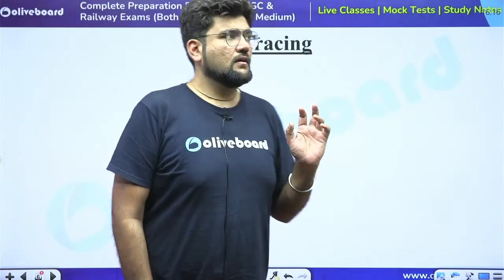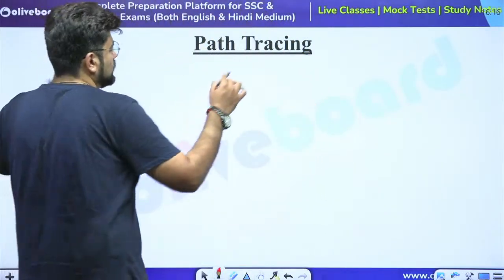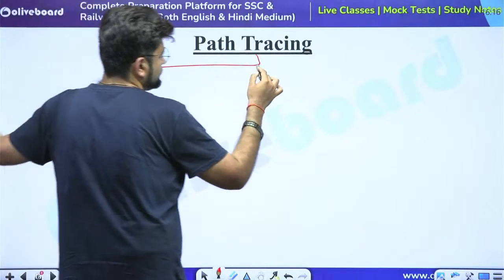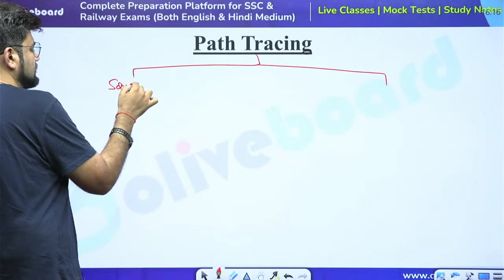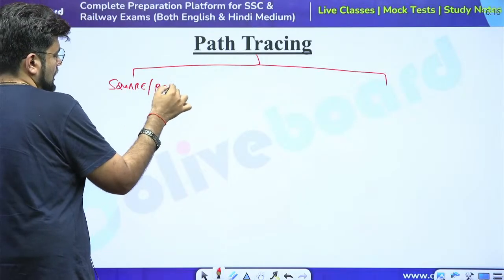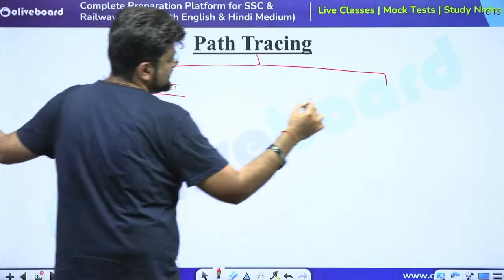Okay. So path tracing is done in two methods, in two ways. First is the square or rectangle method. Second is the Pythagoras theorem method.